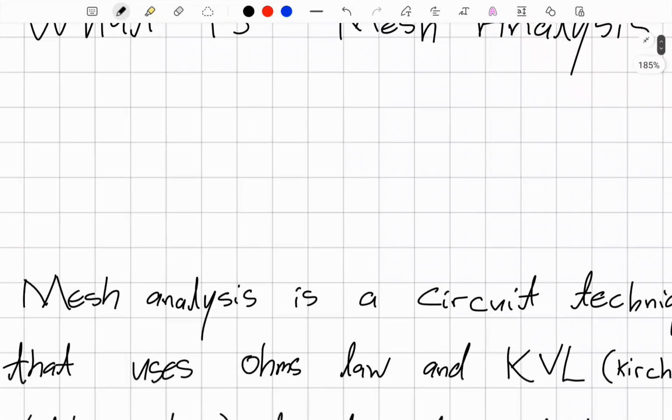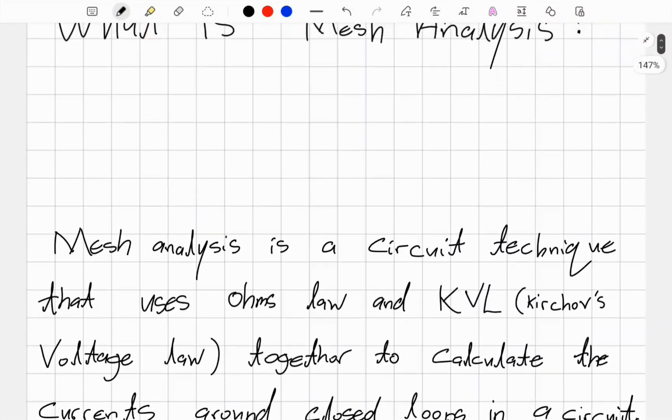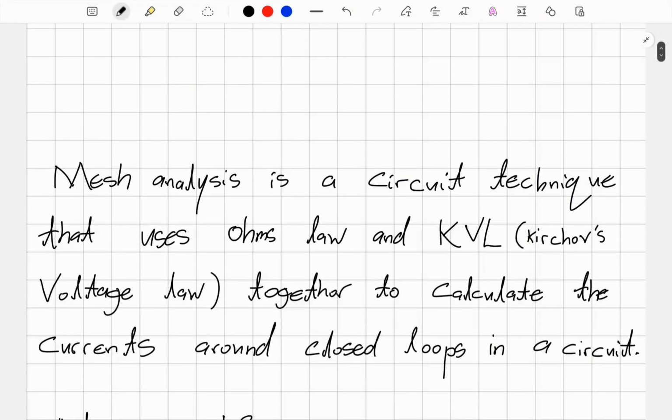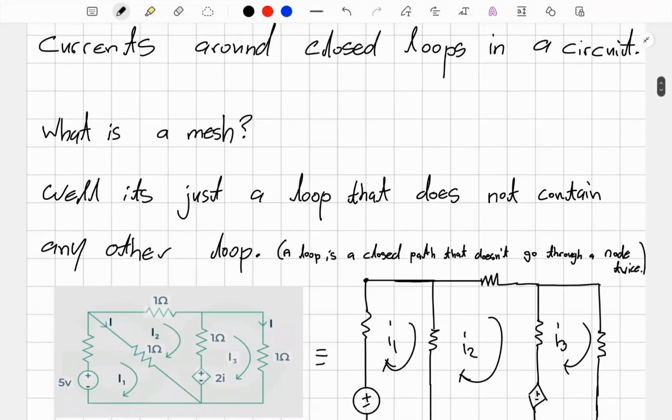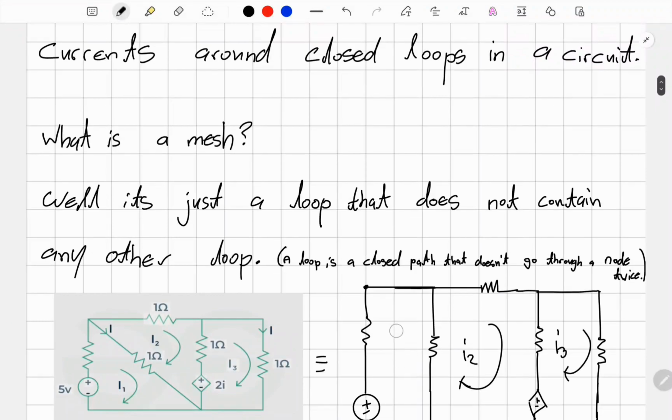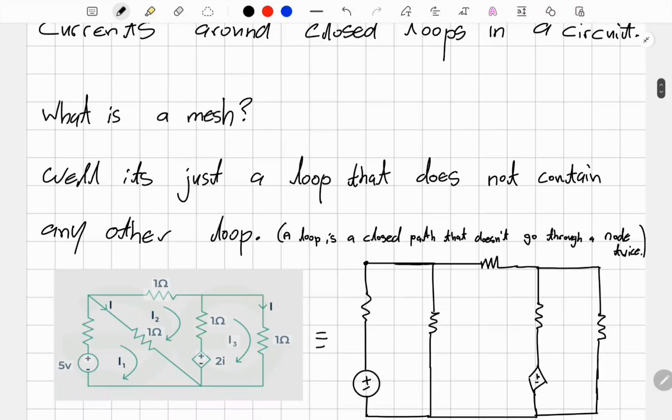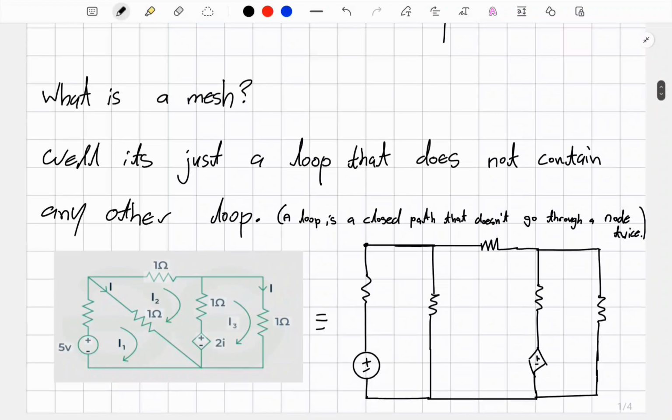What is mesh analysis? Well, mesh analysis is a circuit technique that involves KVL and Ohm's law to calculate the current around closed loops, or in meshes. So if you don't know what a mesh is, I'm going to briefly cover it, and it's pretty easy to understand. A mesh is essentially just a loop that does not contain any other loops. If you don't know what a loop is, it's just a closed path that doesn't go through a node twice. So for this example on the left, there are 3 meshes.